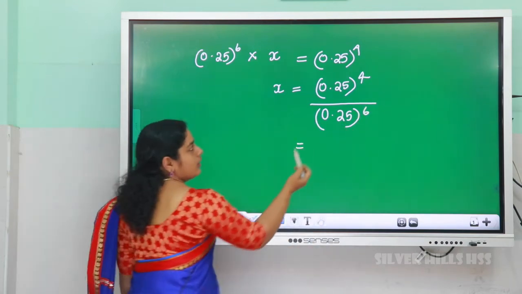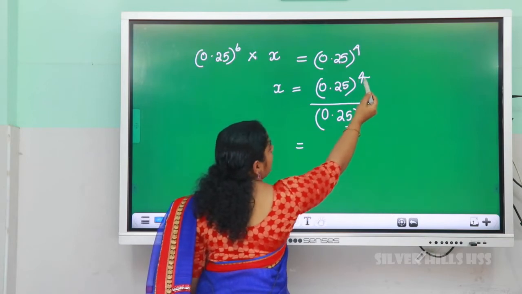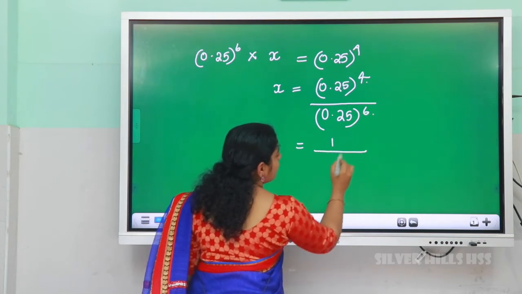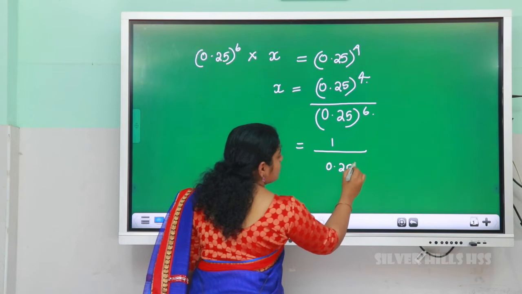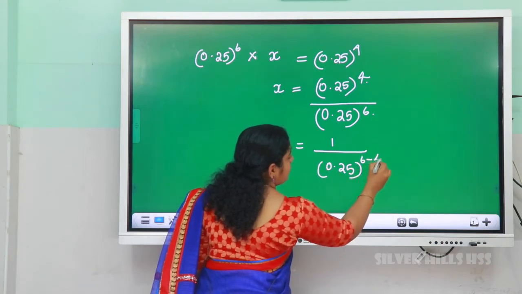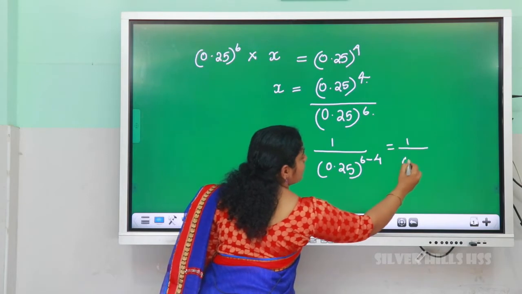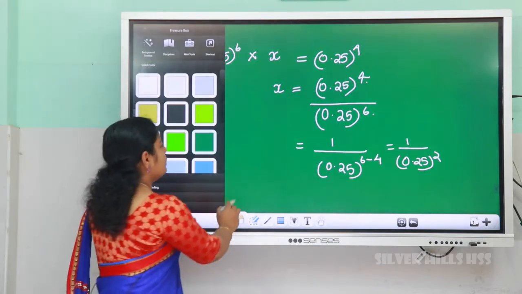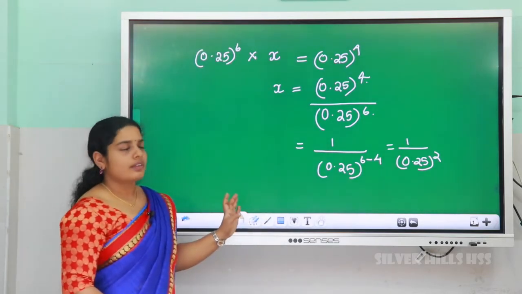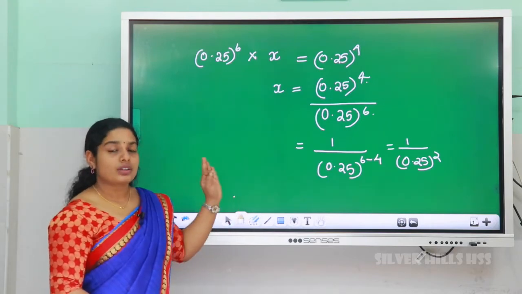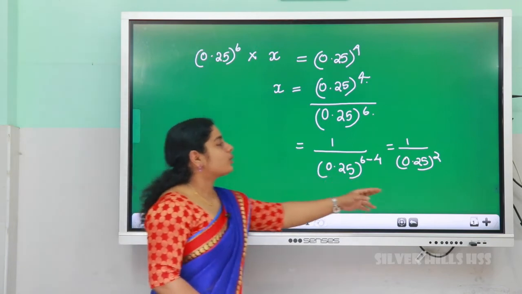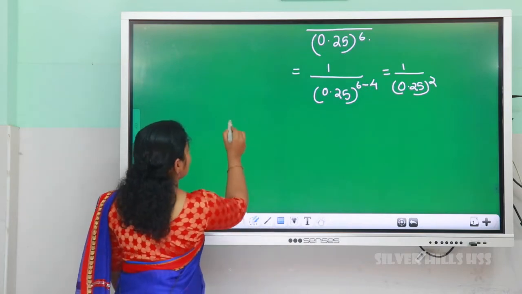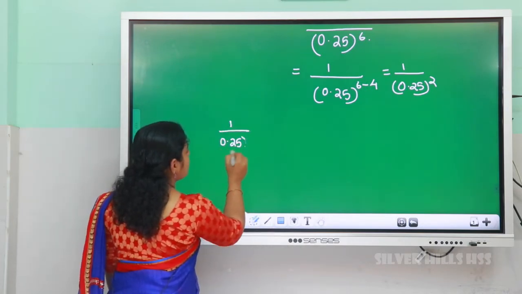Again, see here, using the second division rule, we have here m and n is greater than m. So, we will use the second division rule, that is 1 by a raised to n minus m. So, this is equal to 1 by 0.25 whole raised to 2. This is what we are getting after solving this. But in the question it is asked what is the natural number we get. So, we need to convert this into a natural number.